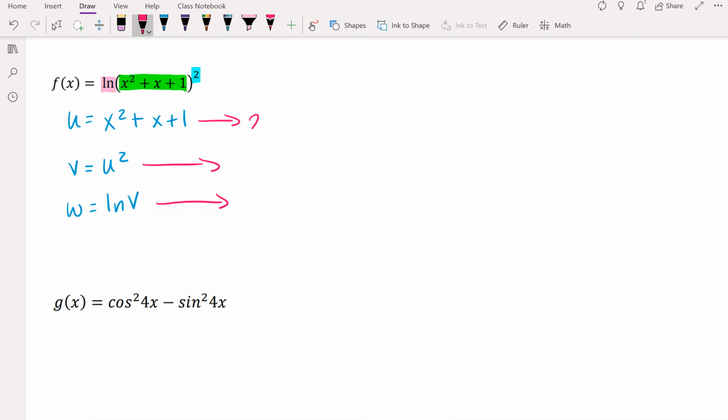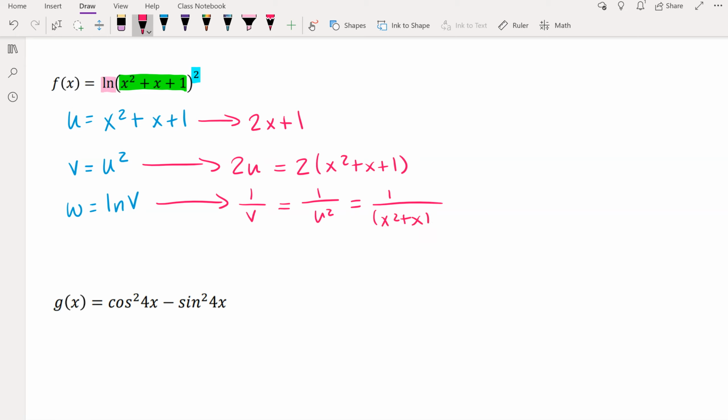So derivative of u is 2x plus 1. Derivative of v is 2u, which equals 2 times (x squared plus x plus 1). Derivative of w is 1 over v, because derivative of natural log of v is 1 over v, equals 1 over v, which was u squared, which equals 1 over (x squared plus x plus 1) squared. All right, to end with my final derivative, f prime of x, we multiply all those together.